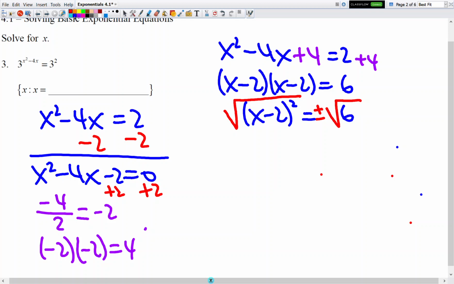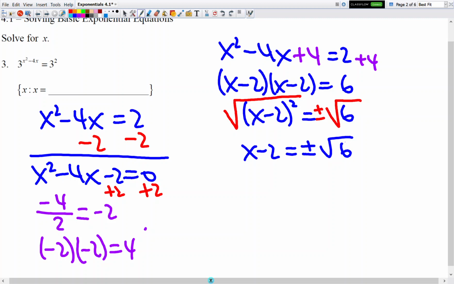Okay? So left side becomes x minus 2. Right side becomes plus or minus square root of 6. And unfortunately, 6 cannot be broken up any smaller so that I can circle anything. Because the only way 6 can be broken up is 2 and 3, and 2 and 3 cannot be circled. So I'm not going to circle anything for this square root right here. It's going to stay as is.